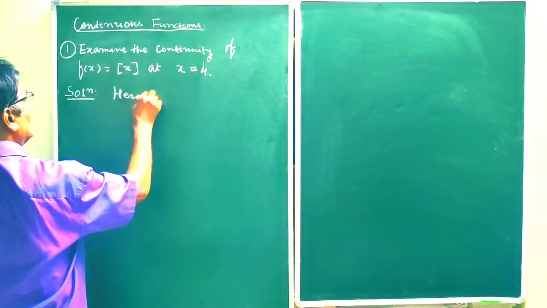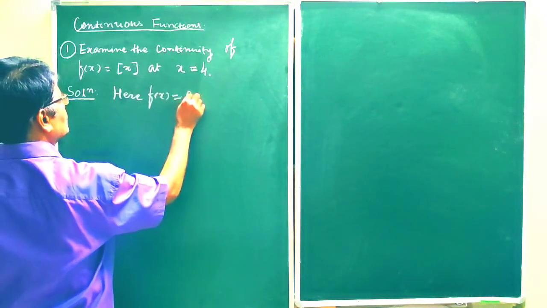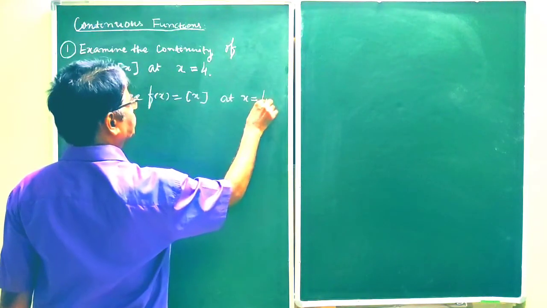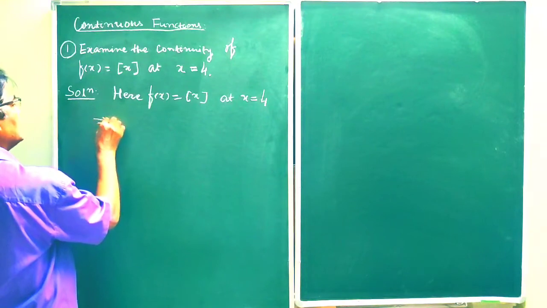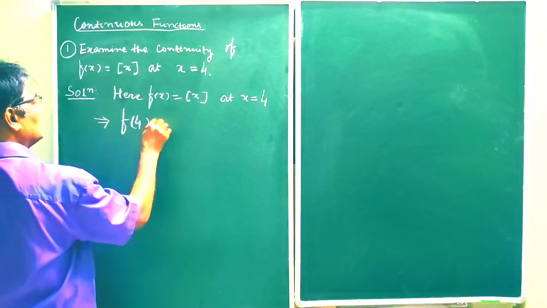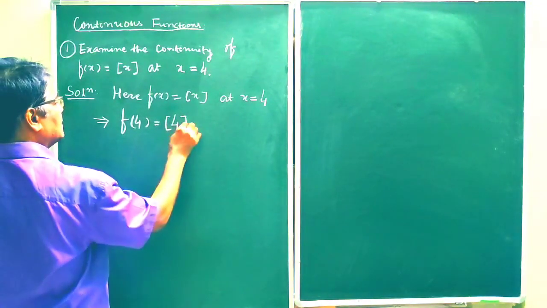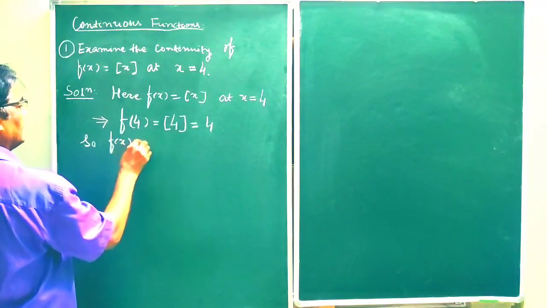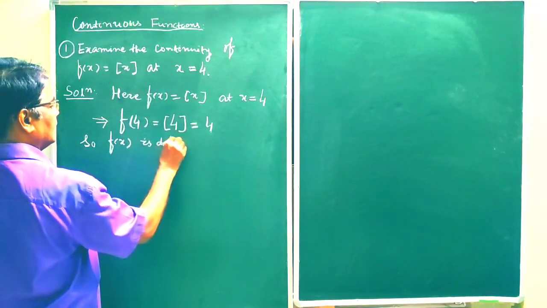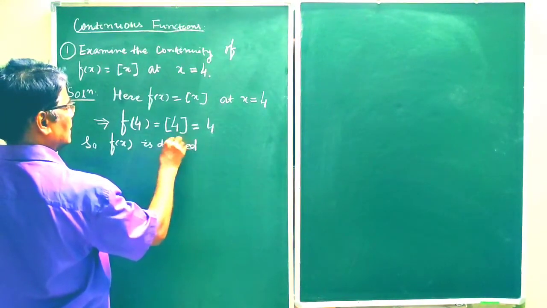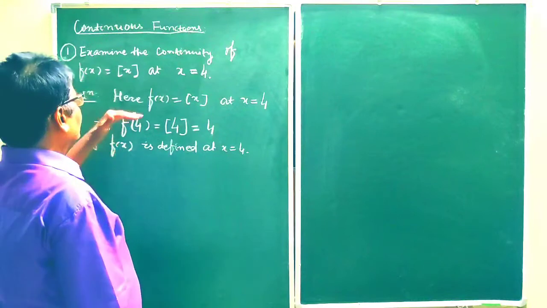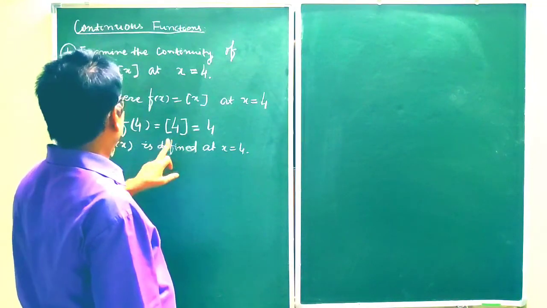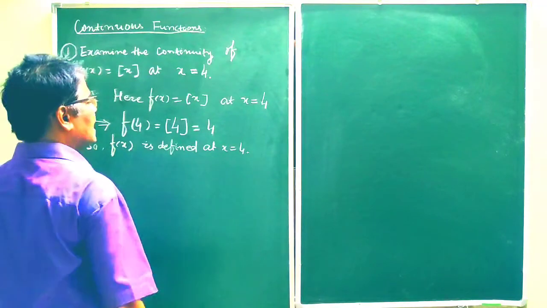Here f(x) = [x] at x = 4 implies f(4) = [4] = 4. So f(x) is defined at x = 4.